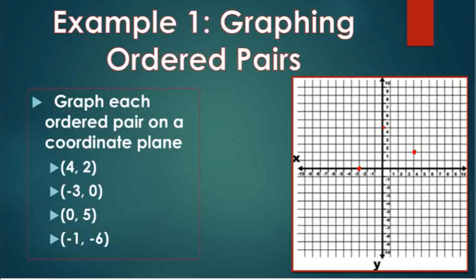So that would be my y-intercept. We have negative 1 and negative 6. So I go to negative 1 and go down to negative 6, which would be here. That is briefly graphing these points on a coordinate plane.